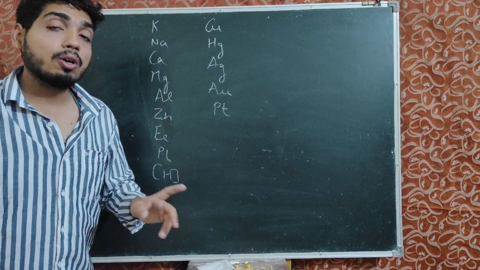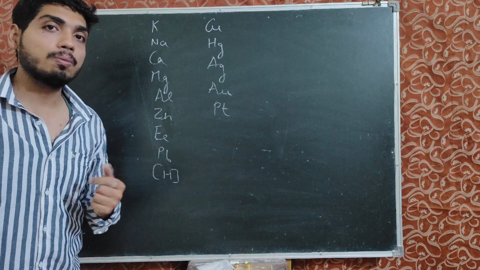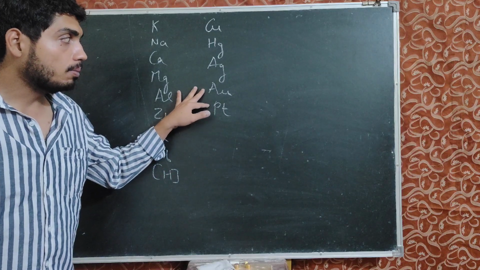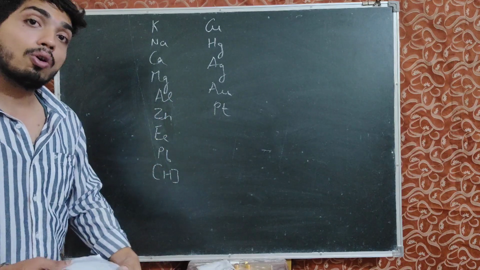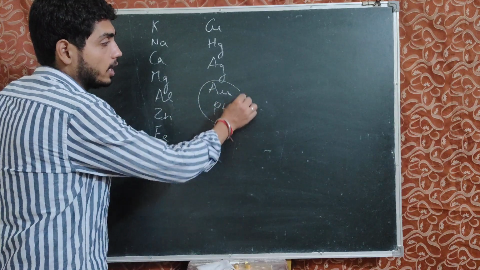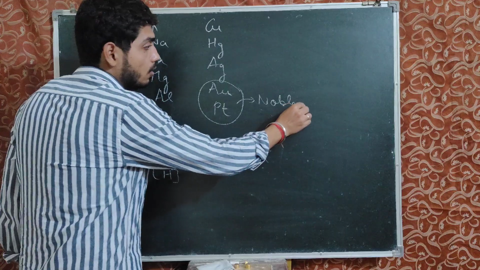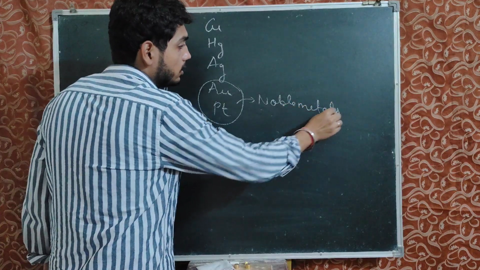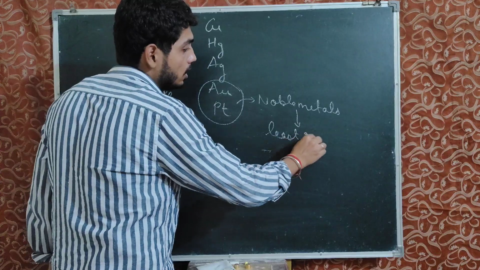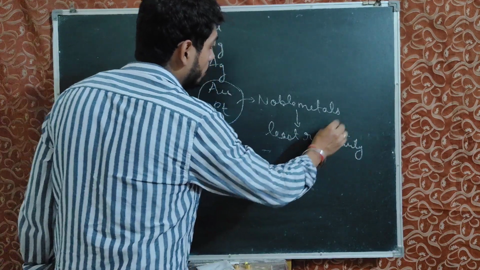And we also know what noble gases are. Noble gases are the gases which do not react with anybody because they are stable. So that is why they are noble gases. Although these two metals are not stable, they also do not react with any other element. So that is why they are known as noble metals. And the reason, everybody knows, is their least reactivity.